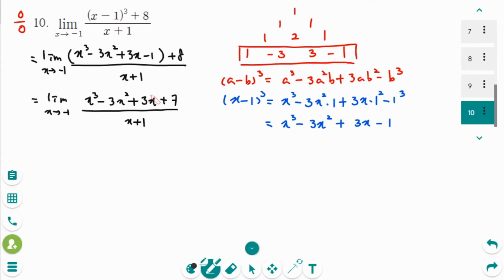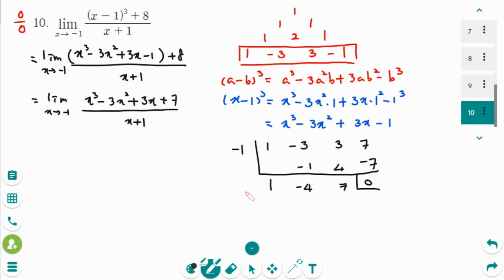It is still in the 0 over 0 form. The numerator can now be factored more easily. We will use synthetic division. So copy the coefficients: 1, minus 3, 3, 7. And then divide by minus 1. So 1 down, times, add, times, add, times, add. So that one is x plus 1, and this one is 0, 1, 2. So x squared minus 4x plus 7.